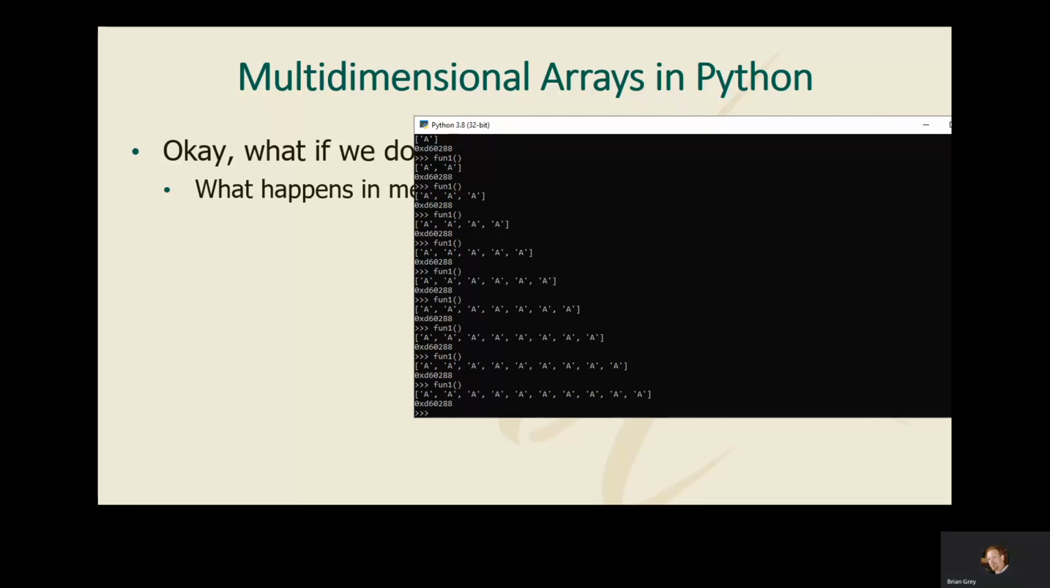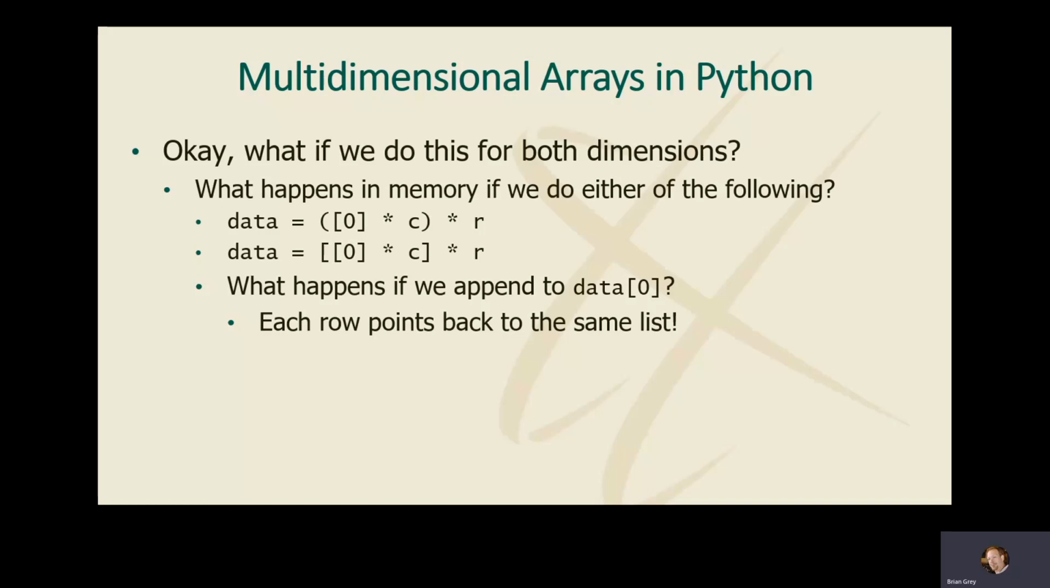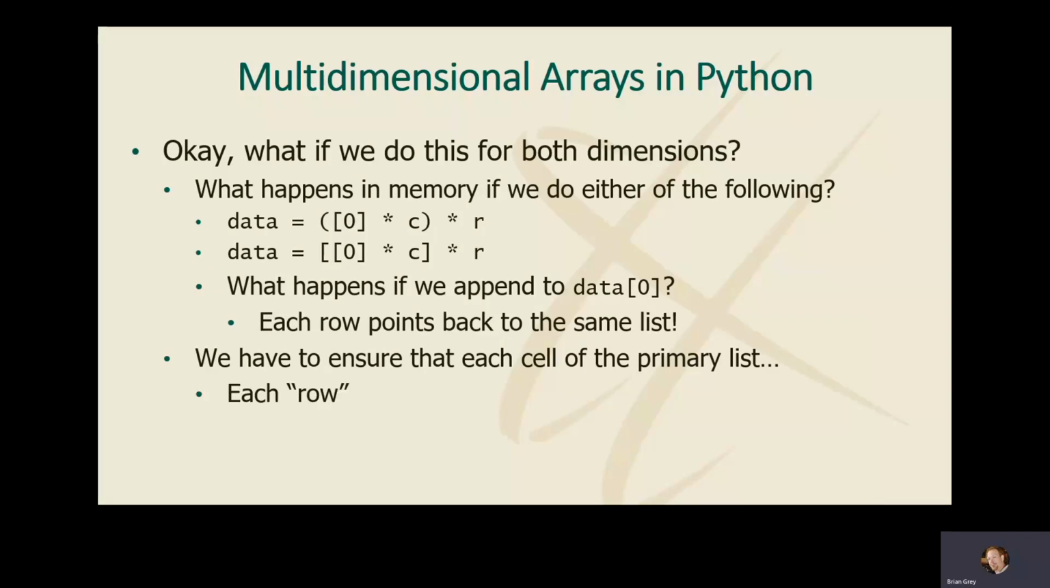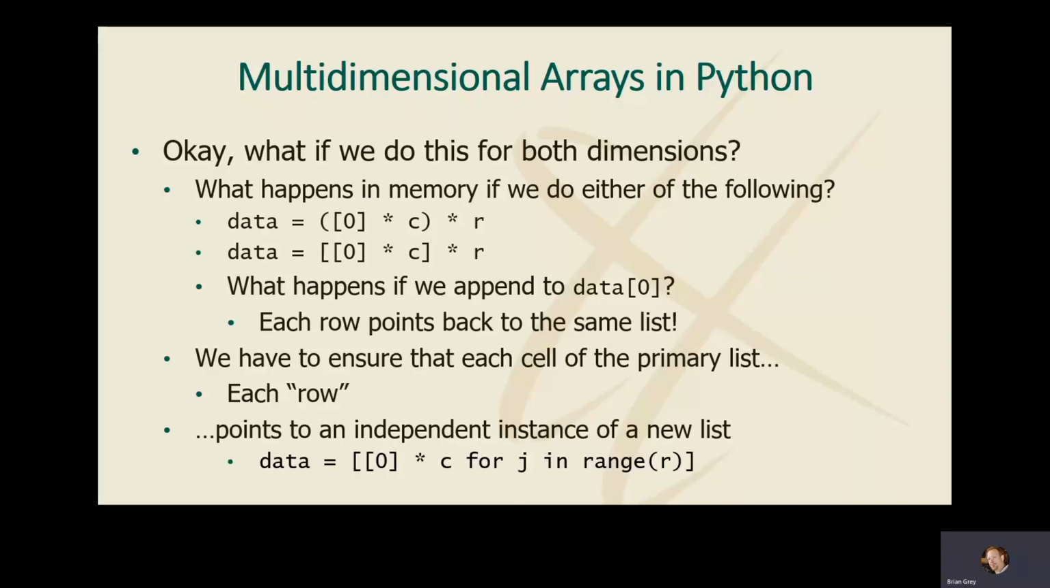So, similarly, we have the same problem here. Each row ends up pointing back to the same memory address. So if you want to do this for real, we have to ensure that each cell of the primary list, each row, points to an independent instance of a new list. Okay? And the best way to do that is this way.